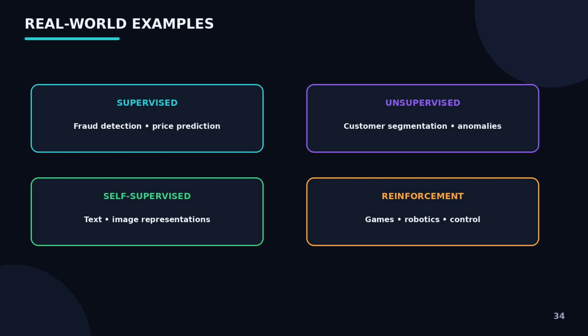Let's quickly connect these concepts to real world applications. Supervised learning can be used for fraud detection and price prediction. Unsupervised learning can be used for customer segmentation and discovering unusual behavior. Self-supervised learning is extremely useful when we have huge amounts of raw text, images, audio, or other data and want models to learn useful representations. Reinforcement learning is useful for problems involving sequential decisions such as games, robotics, and certain control problems. The real world can also combine multiple approaches.